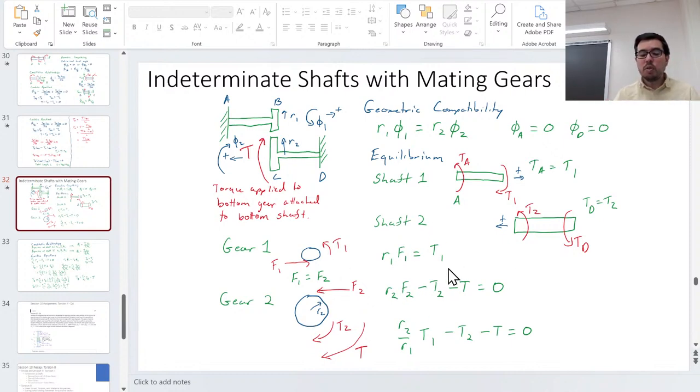If we do those two things, if we keep that in mind, then the rest of the problem is at least somewhat tractable. But if you don't have that information, if you don't know what the geometric compatibility is, or we forget that it's equilibrium of forces between these two mating gears, then it can lead to going into incorrect directions. I just want to point that out.